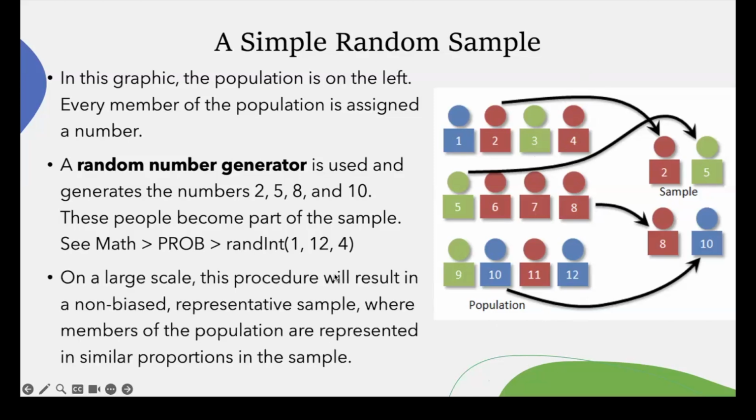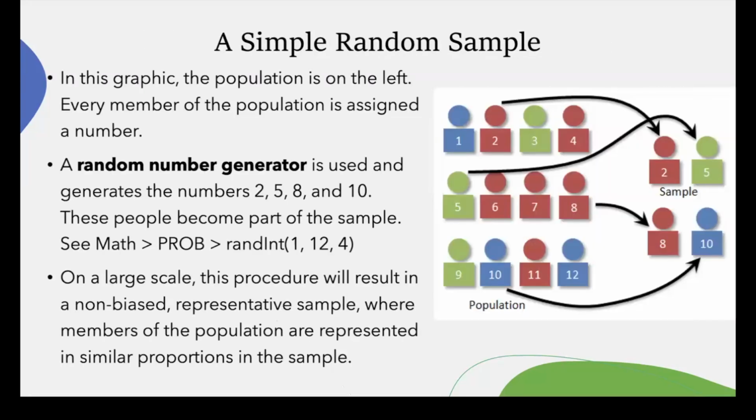Okay, so on a large scale, random number generation would probably be done with spreadsheets or some other kind of computer program. And what's going to happen on a very large scale is your population would end up yielding a sample that is non-biased and representative. Members of the population will be represented in similar proportions in the sample as well. So you wouldn't have one group disproportionately represented in the sample. Everything would be equal in similar amounts in the sample.